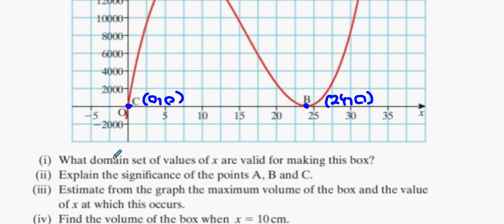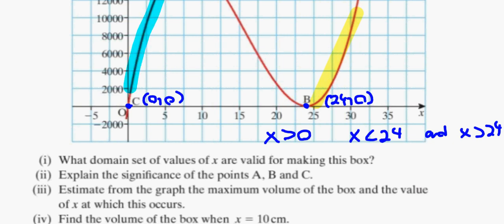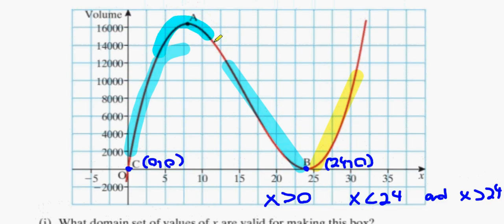Right, what domain, what set of values of x are valid for making this box? Any x value bigger than 0 but smaller than 24 results in a volume being bigger than 0. It's not a box if the volume is 0. Do you get it? What else is valid? Any value of x bigger than 24. Does everybody get that? Any x value that results in a volume bigger than 0. So the yellow part is valid and the blue part is valid. It's just the parts where it equals 0 that aren't valid.